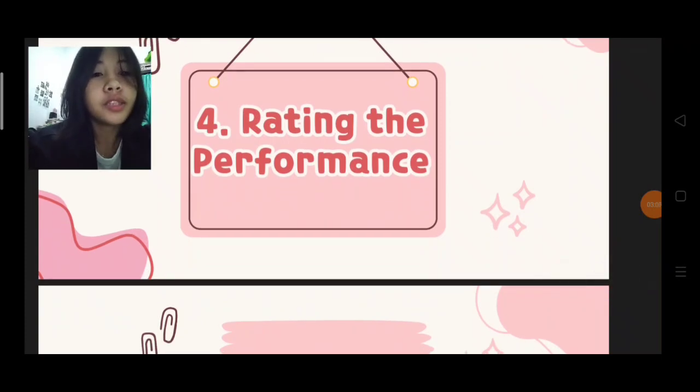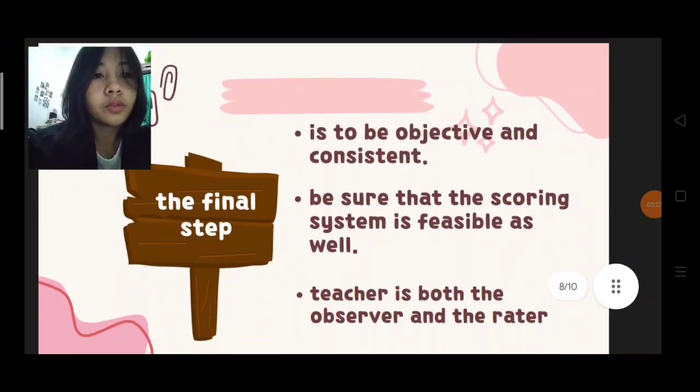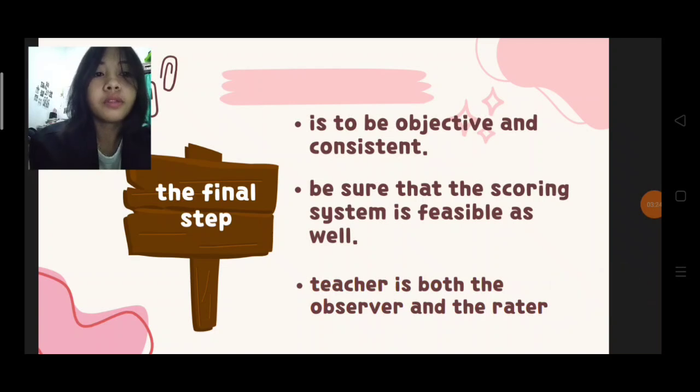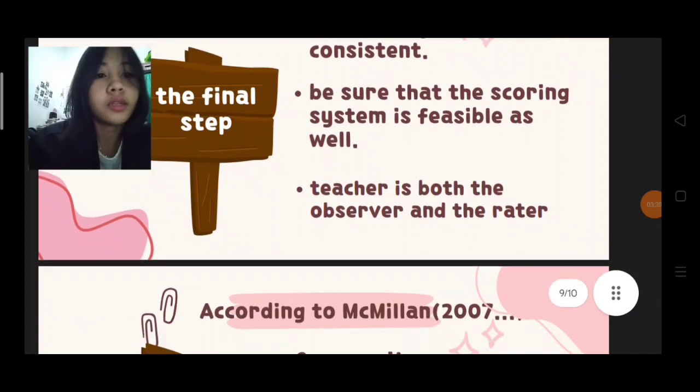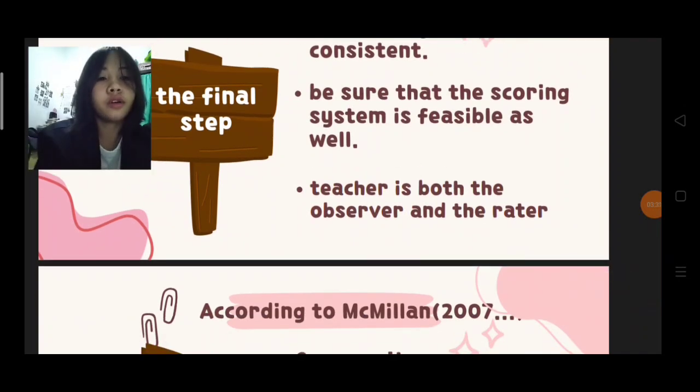And now we're on to the final stage of performance-based assessment, rating the student's performance. The key is objectivity and consistency, right? So we need a fair scoring system that's easy to use. It is to be objective and consistent. Be sure that the scoring system is feasible as well. The teacher is both the observer and the rater.